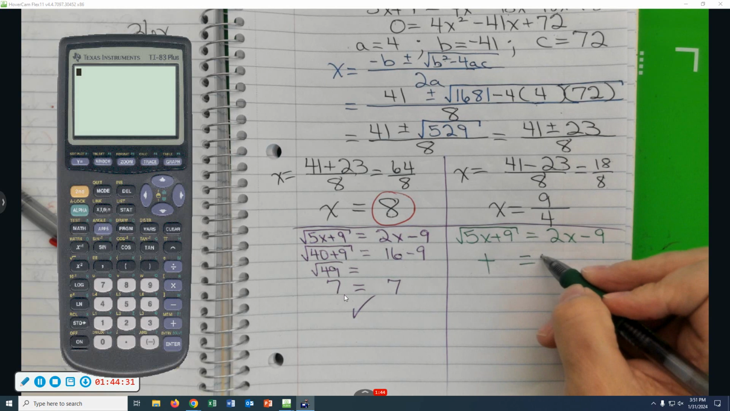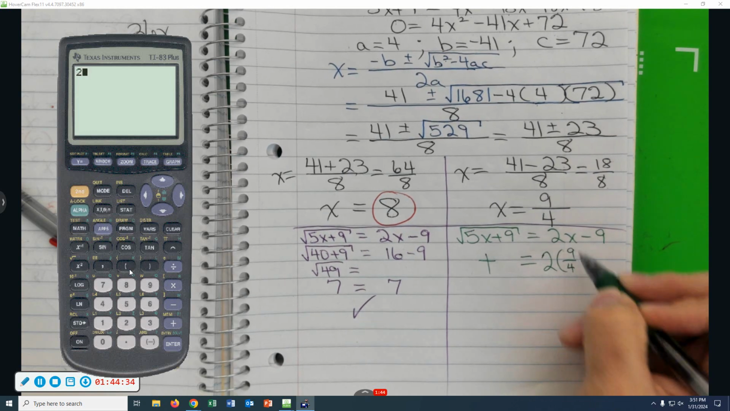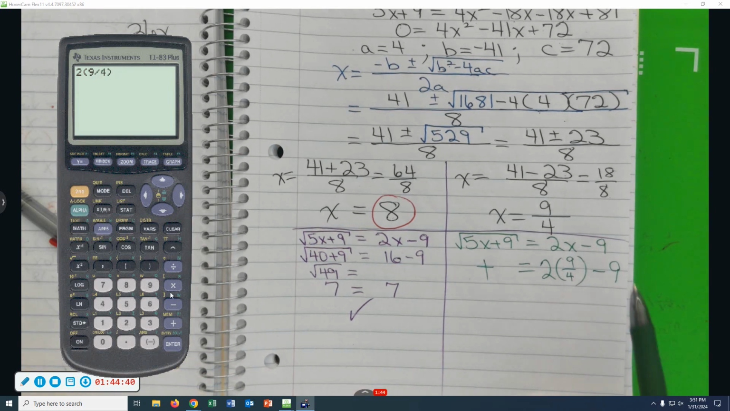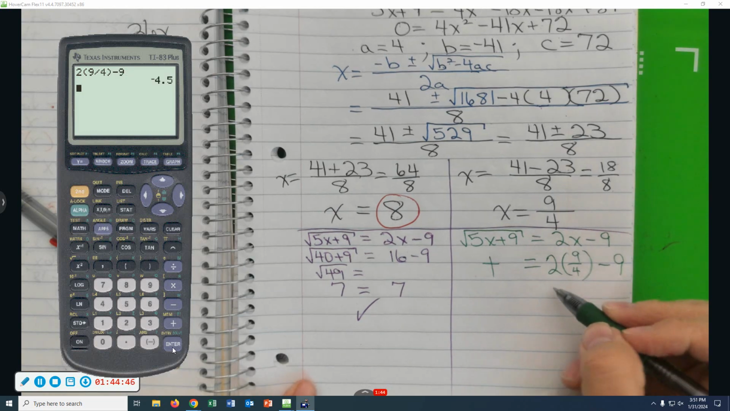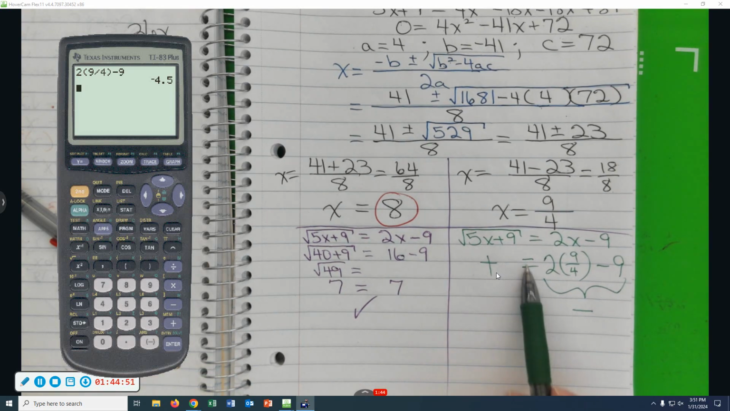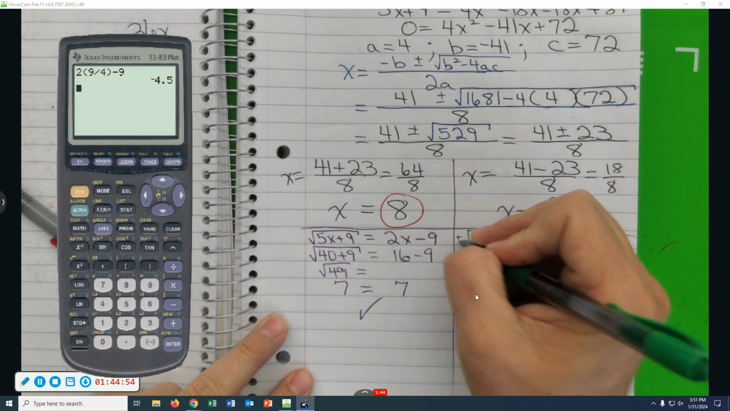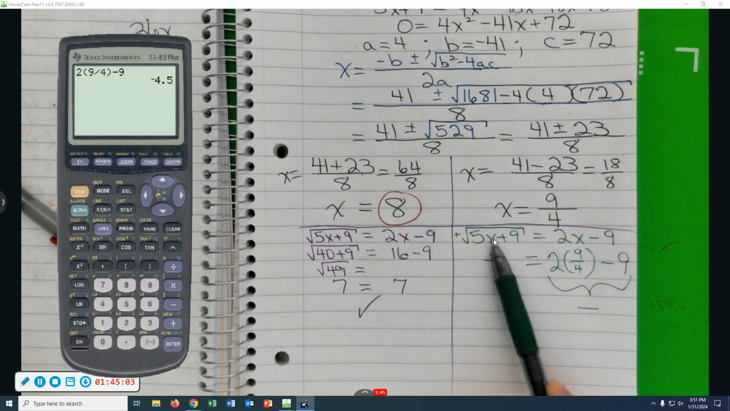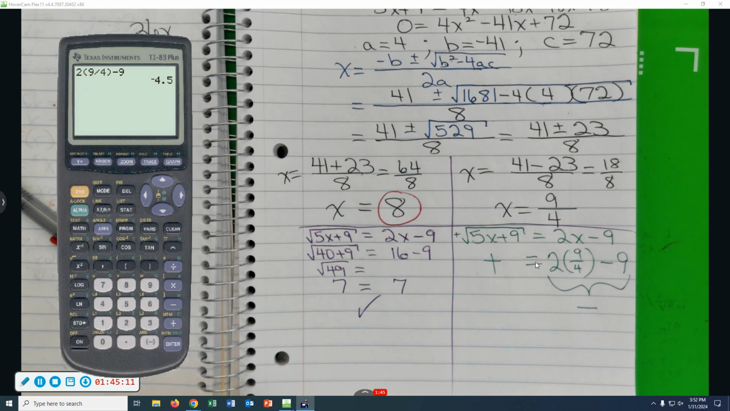Now, plug in 9/4. I'm going to do it with my calculator. 2 times 9/4 minus 9. 18/4, that's 9/2, minus 9. This thing's going to be negative. Can a positive number equal a negative number? No. Any questions on our logic, how we check that? You can plug in the 9/4 yourself, multiply by 5, add 9, and take the square root. You'll get a positive number, and it wouldn't equal that negative number on the right.